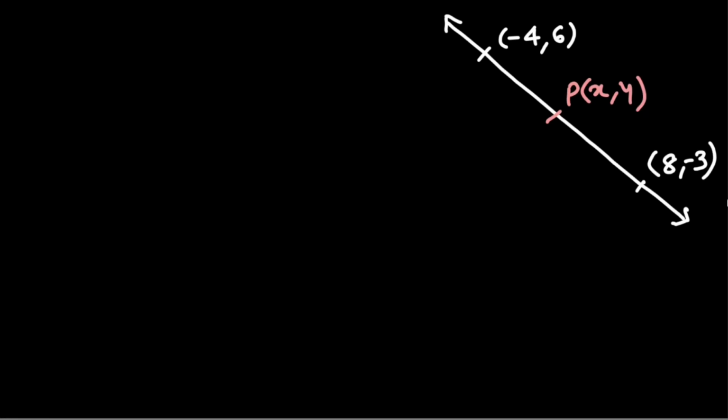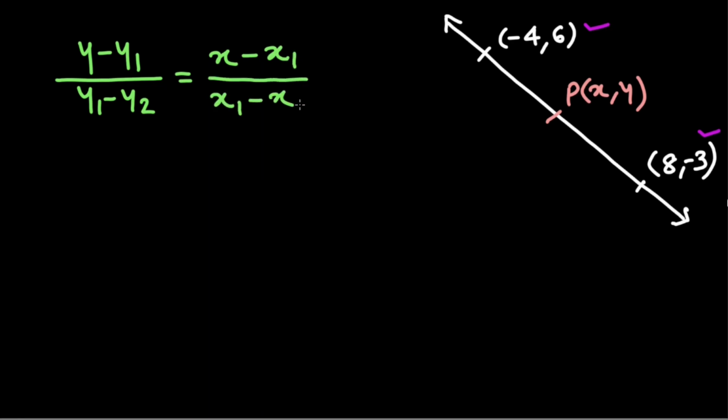Find the equation of this line if two points on the line are (-4, 6) and (8, -3). Let P(x, y) be any point on this line. Since two points on this line are known, we can use the two-point formula to find the equation of this line. We have the two-point formula as y minus y1 upon y1 minus y2 equals x minus x1 upon x1 minus x2.